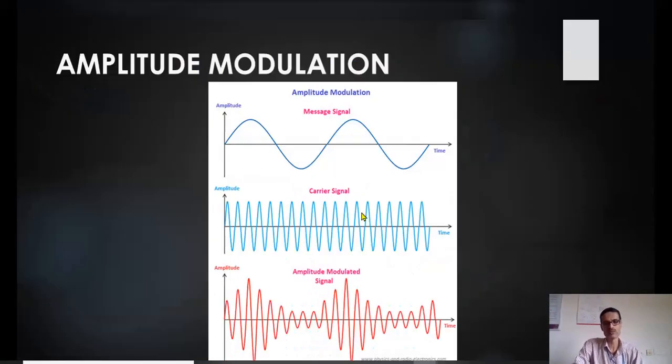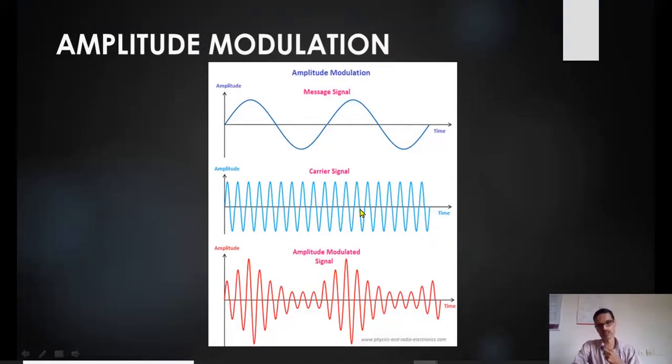Now I'll show you the simple waveforms for all three analog methods. We are going to study only the analog modulation methods in this particular subject. Now, amplitude modulation. Just see, this is your message signal, which is a low frequency signal. This is the carrier, basically a high frequency signal. Let's look at this amplitude modulated signal.